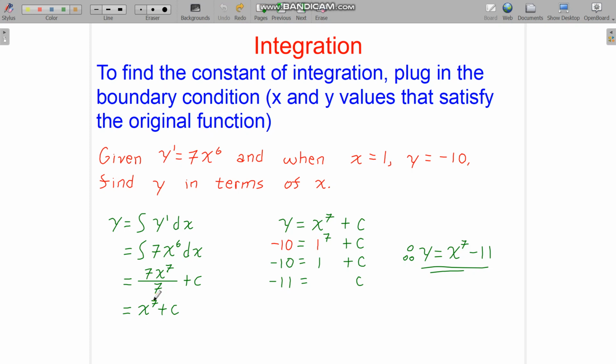Now, since when the x is 1, the y is minus 10, we plug in the x and y values, and we get the value of c, which is minus 11. So, in conclusion, y equals x to the power of 7 minus 11.